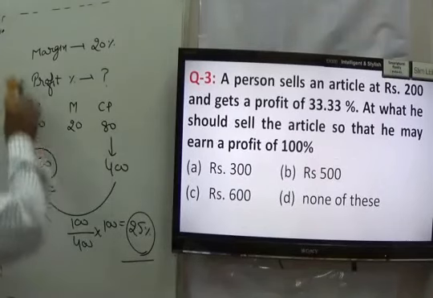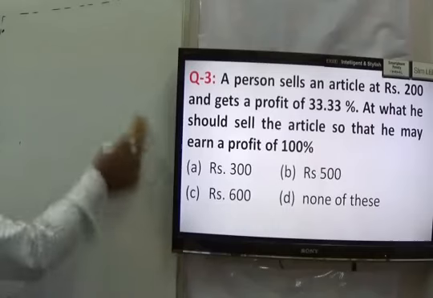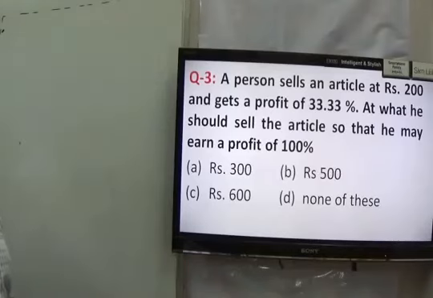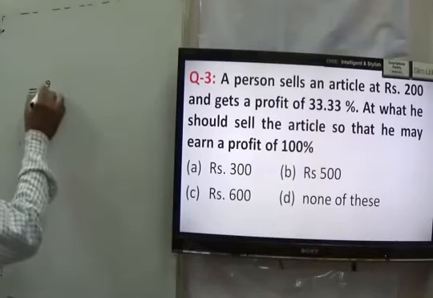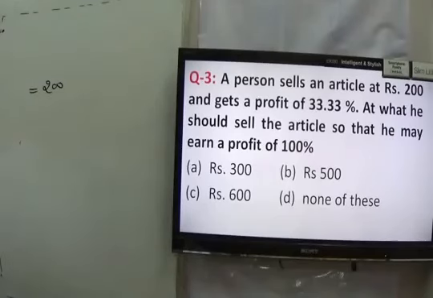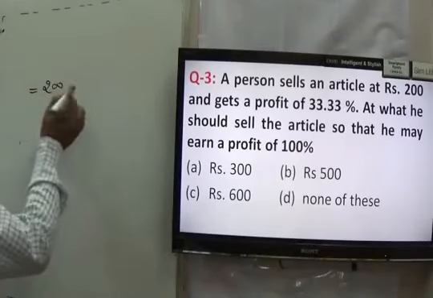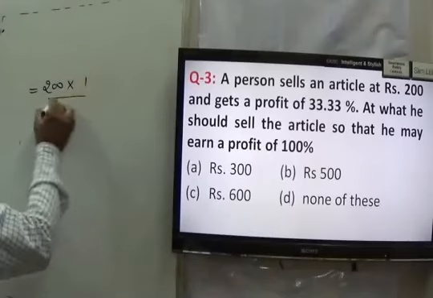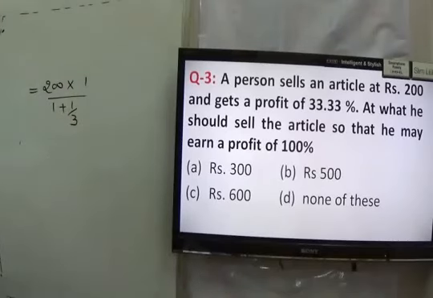Next you have statement number 3. Read it carefully. It is given that a person sells an article at rupees 200 and gets a profit of 33.33%. At what price he should sell the article so that he may earn a profit of 100%, right? Here the selling price is given as 200. First of all, I try to find the cost price. We know that cost price is always equal to selling price into 100 upon 100 plus profit percentage. Because it is given as 33.33%, I may take it as 1 upon 1 plus 1 by 3, right? Instead of taking the percentage, I have taken my question as a part of a fraction.